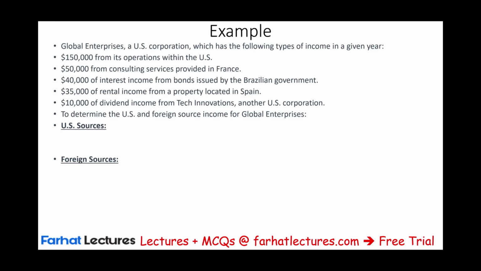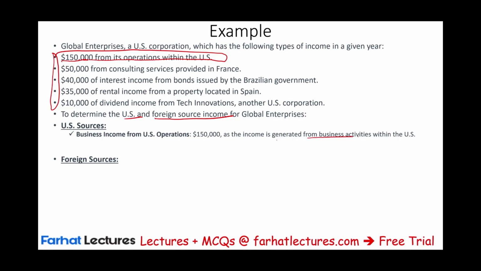Now let's take a look at an example to see how you might see this on the exam. On exam day, you might see something like this, a simulation or a multiple choice that covers topics like this one. So we have Global Enterprises, a US corporation which has the following types of income in a given year. They're giving you various types of income. They want you to determine the foreign source income and the US source income under the circumstances. Starting with $150,000 from its operation within the US. Hold on a second. Where is this coming from? Operation within the US. This is US income. As income is generated from business activities within the US, this is business income.